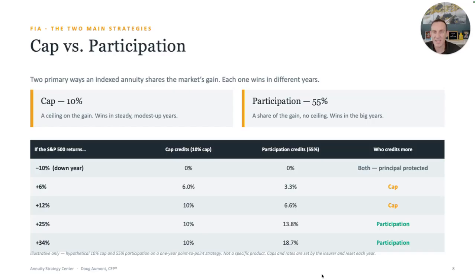And then in the last example, markets were up 34%. Again, with the cap rate, you get 10%. With the participation rate, you get 55% of that total, so 18.7%. So you can see in years of big market growth, the participation rate is often going to outperform. In years of modest growth, the cap rate will often outperform. And in down years, it's a wash. They both protect your principal.